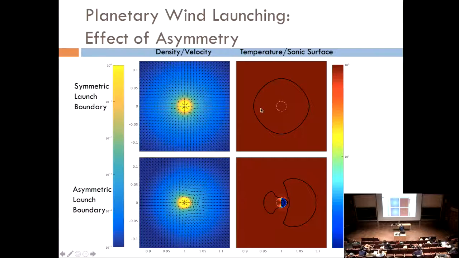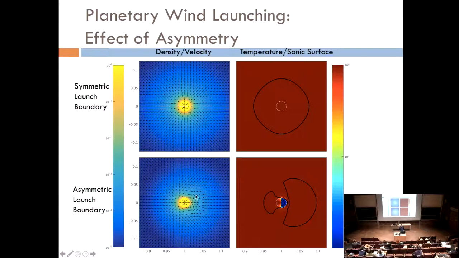If we now set things up so that only this side of the planet is hot, you can see the temperature. This is the hot day side. That's the cold night side. Then you end up with a wind where, if you look carefully, there are pressure gradients which cause the wind to flow outward on this side. But at higher latitudes, it flows back around.